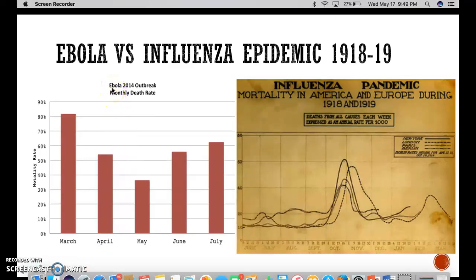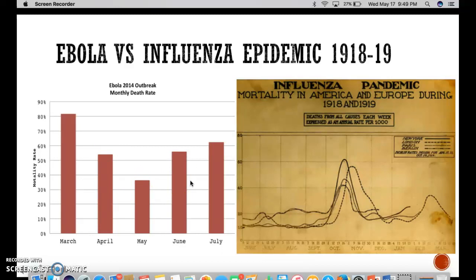in the most recent Ebola outbreak, there were months where it was almost an 81% death rate. If you got the disease, you were going to die. You had an 80% chance of dying in March. In April, it went down to 50, so it was a 50-50 shot. In May, it went down to 35. Then it went back up in June and July.